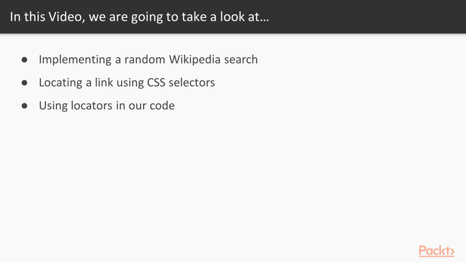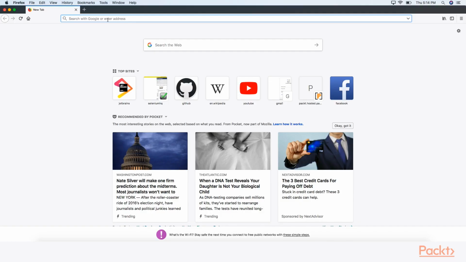So let's get started. The first thing I want to do is a quick walkthrough of the code that we'll be writing, and we'll step through it manually first before we write any code. As I mentioned, we're going to be doing a random Wikipedia search. Essentially we want our code to open up an instance of Firefox, like you see here, and go visit the English homepage of Wikipedia.